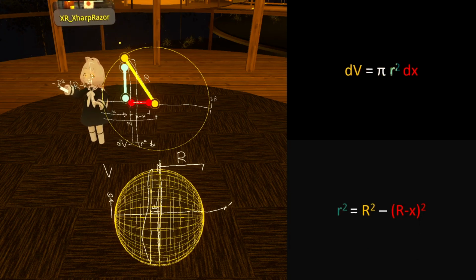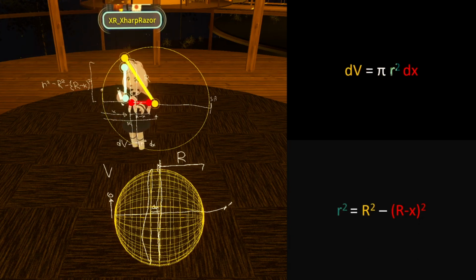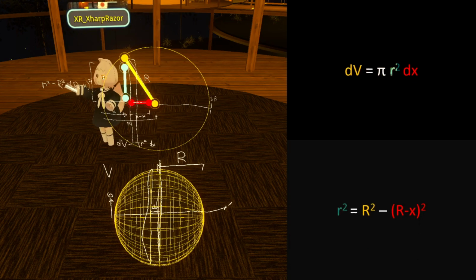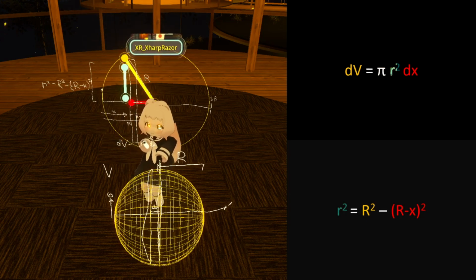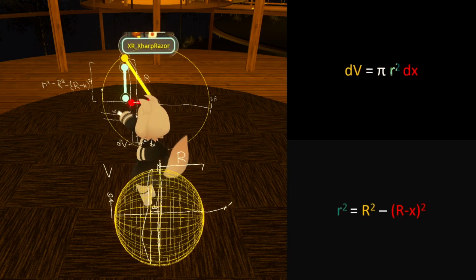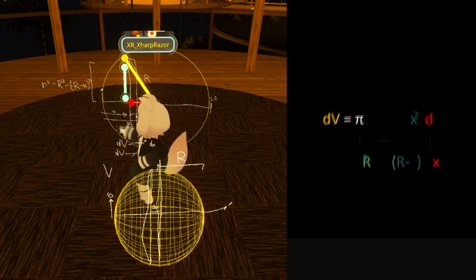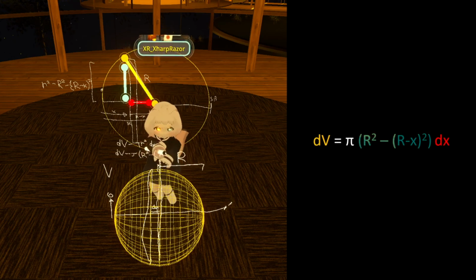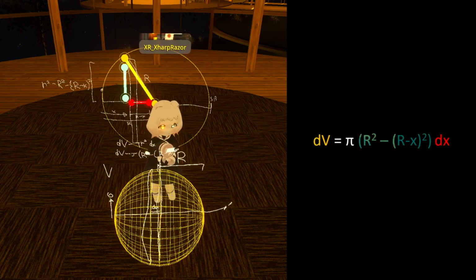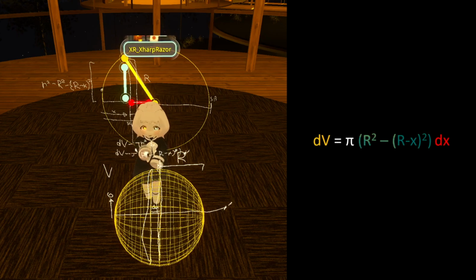Correction, small r squared. There we go. This is our small r. So small r squared is this thing. Then we can come back here, because over here we have dV is pi small r squared and then dx. And what is small r squared? We have it right there. Perfect. So we have dV is pi times (R squared minus (R minus x) squared), and then this whole thing dx. Does that look correct? Yes, it looks correct to me.